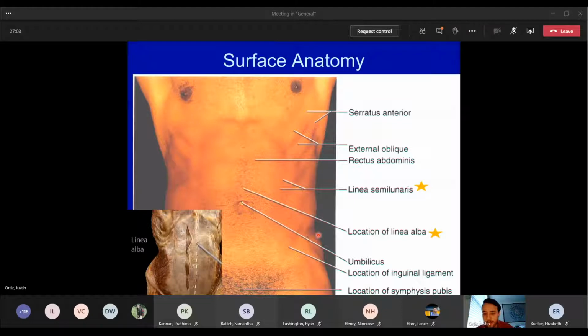But I definitely included the linea semilunaris as well as the linea alba, just because they kind of sound the same, but you need to note that the linea alba is the straight line down the midline that gives you the division between the right and left sides of the rectus abdominis. And then the linea semilunaris is going to be on the lateral sides of it, right here, where the aponeuroses of the external and internal obliques come to the rectus sheath. But we'll talk about that a lot more. I put the image right here. This would be the linea alba coming straight down, right?